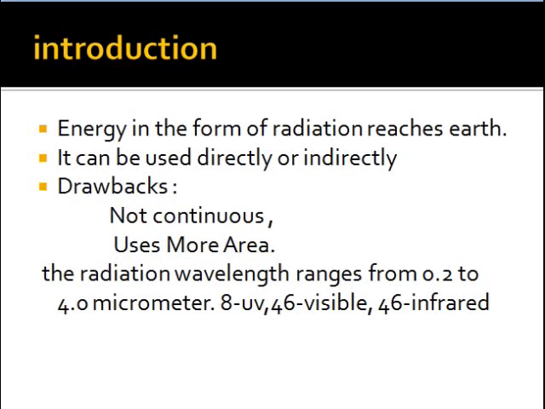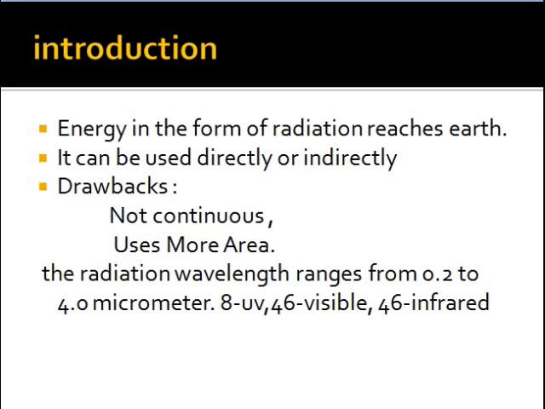And another band is in between: visible light. After UV you have visible light, which is around 46% of the radiation, and the wavelength ranges from 0.39 to 0.78 micrometers. So visible light wavelength ranges from 0.39 to 0.78 micrometers, and the remaining 46% is infrared radiation. Infrared radiation is a form of energy which is easily extracted and helps in easily converting into heat energy.